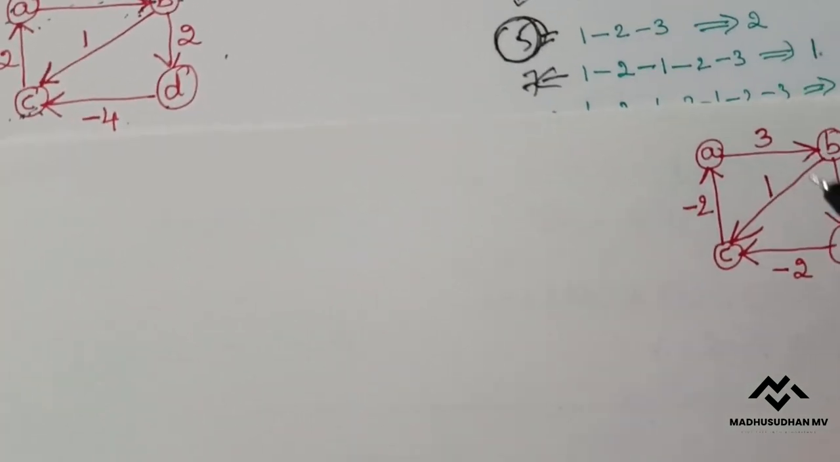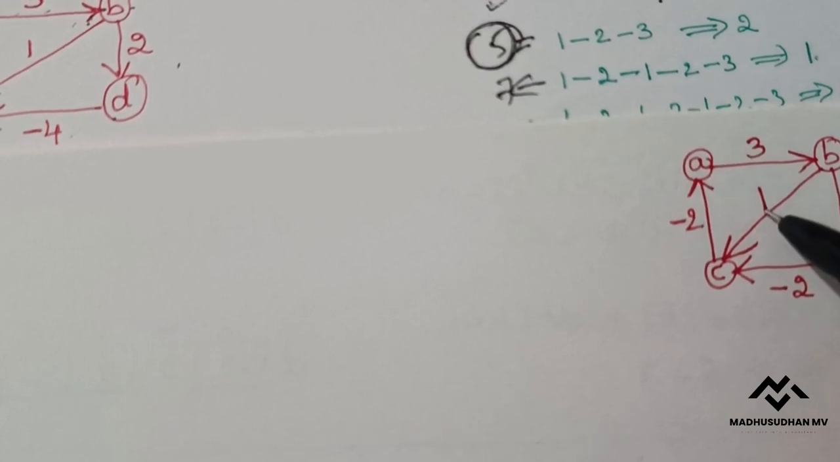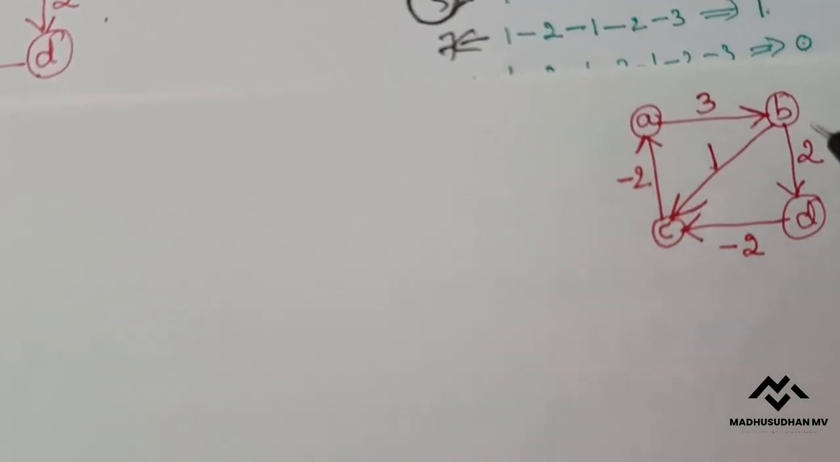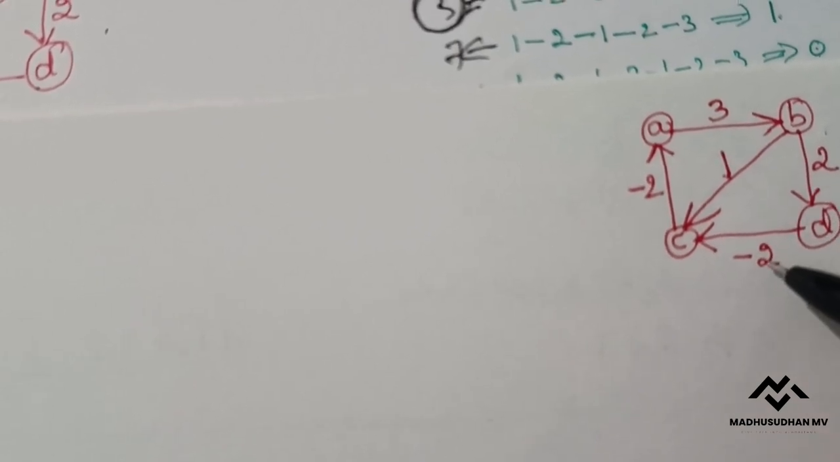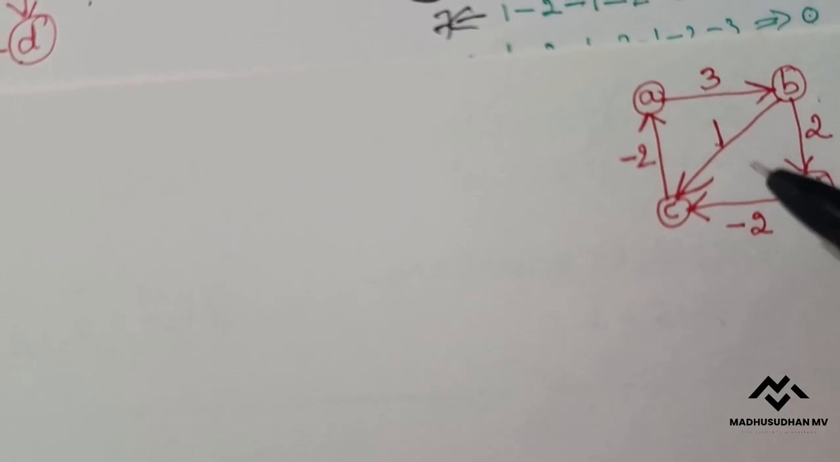Now see, I'm in 2 cycles. In this cycle, what is the total weight? 3 plus 1, 4. 4 minus 2, 2. Total weight is 2, so that is a positive cycle. Now check this cycle: 3 plus 2, 5. 5 minus 2, 3. 3 minus 2, 1. So total cycle weight is 1. That is a positive cycle.